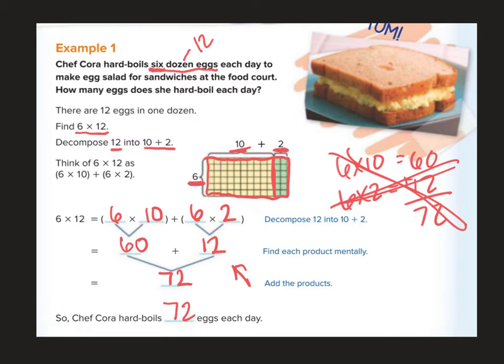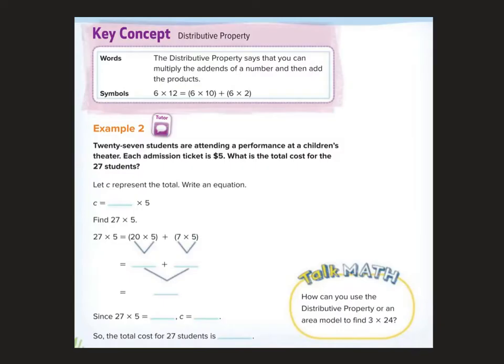Okay, so the distributive property says that if I take 6 times 12, I can break apart 12 and do 6 times 10 plus 6 times 2. Okay, notice I have to multiply both the 10 and the 2 by 6. So let's take a look at another problem here.